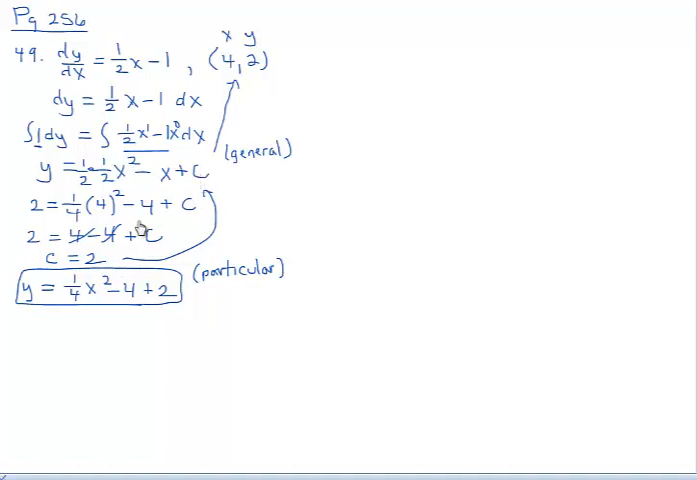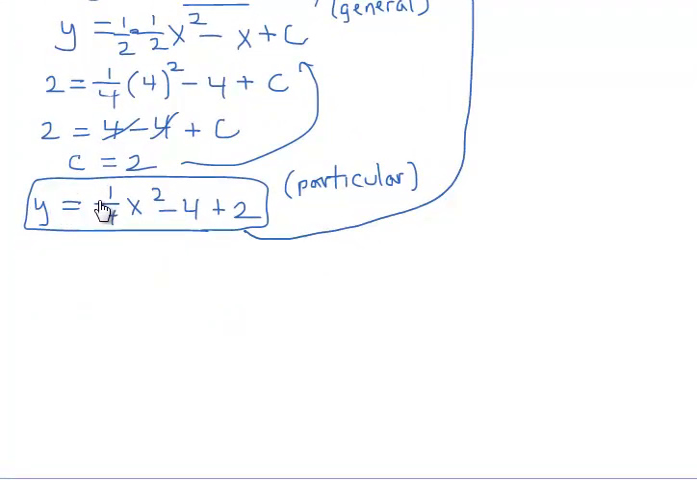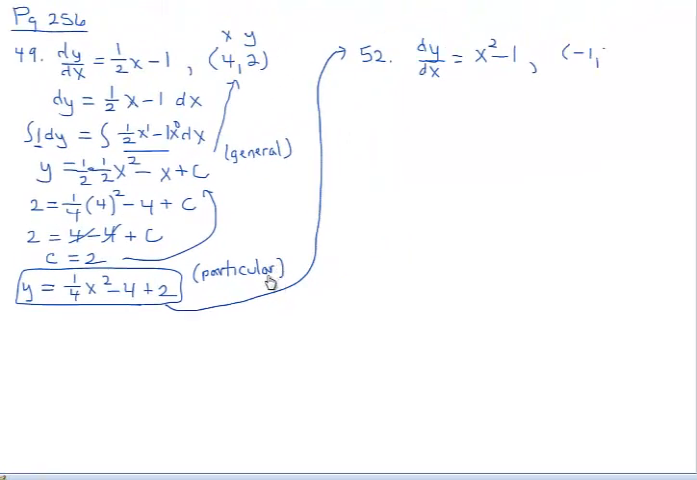Alright, now to save some space, what I'm going to do is come over here to the right-hand side and do another problem. And the next problem I'm going to do is problem 52. Same objective. We're going to find a particular solution for this differential equation given an initial condition. This ordered pair satisfies y, not y prime, y, so we're going to use it when we get to the general solution. All right, let's go backwards and find y by integration.